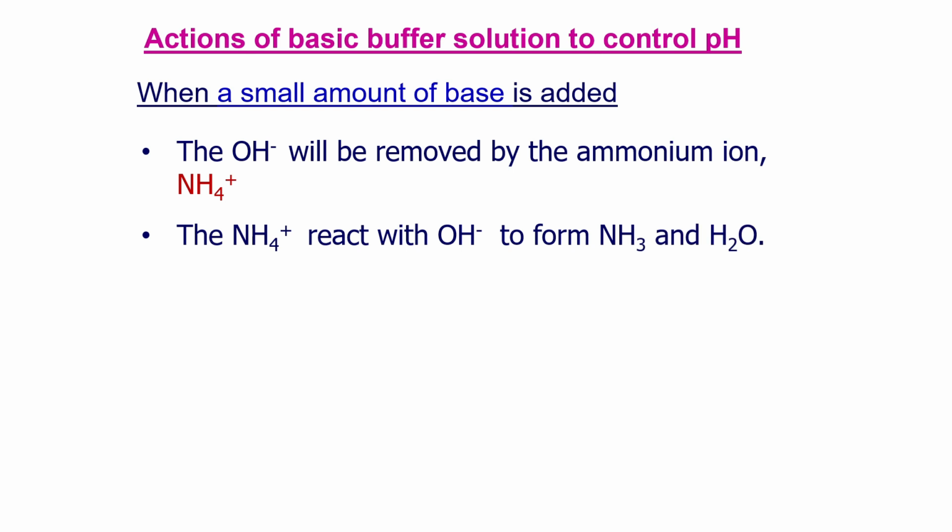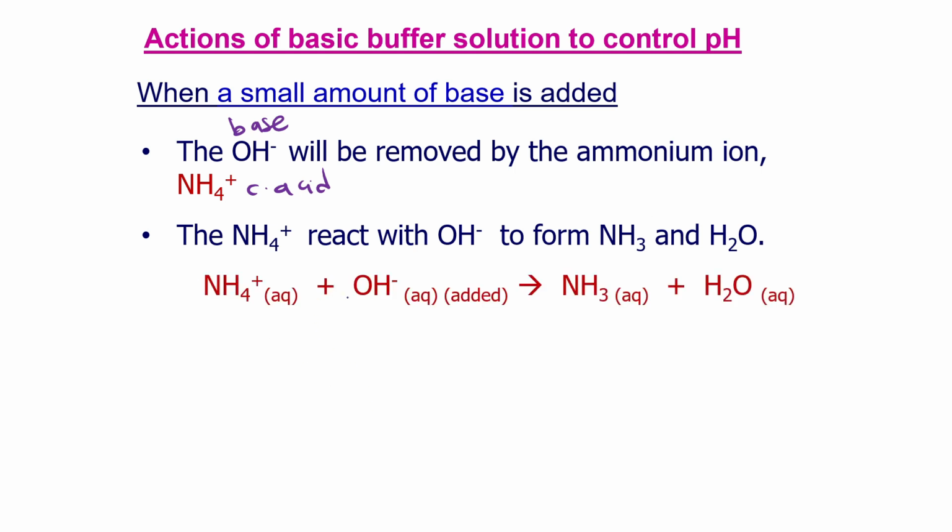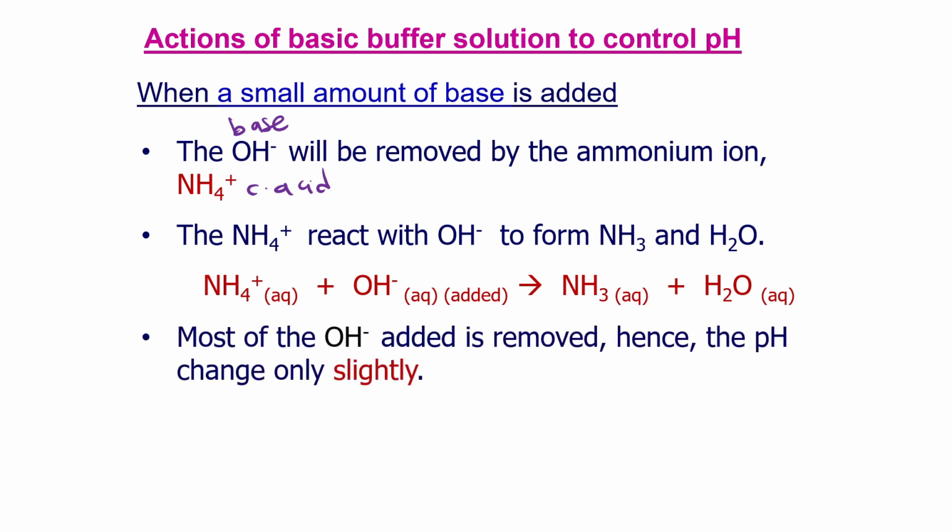So NH4 plus react with OH minus. So ini adalah daripada base yang kita masukkan. And then ini adalah conjugate acid kan. So this is conjugate acid. Di conjugate acid ini akan bertindak balas dengan base. Jadi bila NH4 plus bertindak balas dengan base, dia akan menghasilkan semula ammonia dan juga water. The equation is NH4 plus plus base added, so dia akan dapat ammonia and water. Most of the OH minus added is removed, hence the pH changes only slightly.